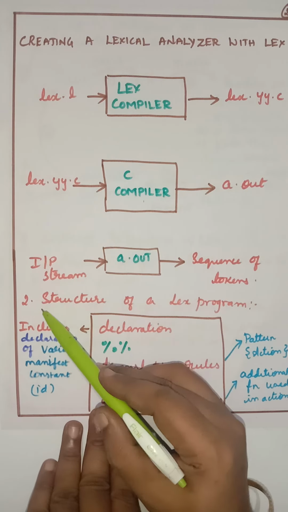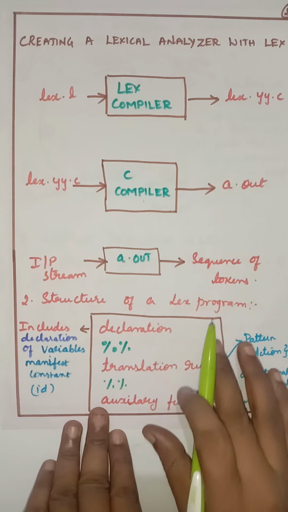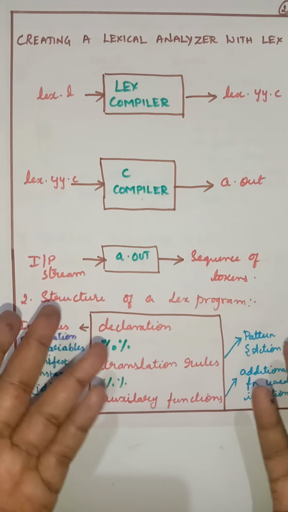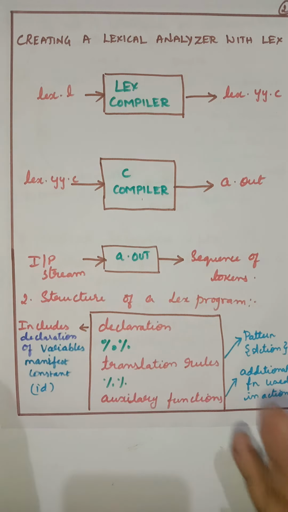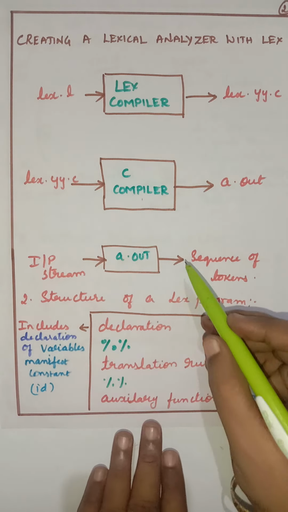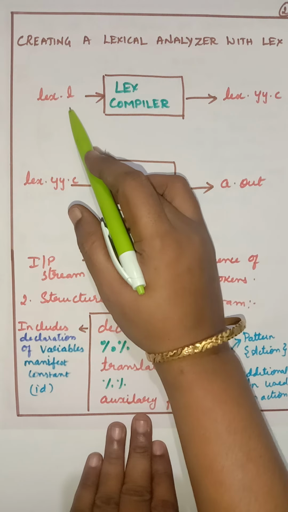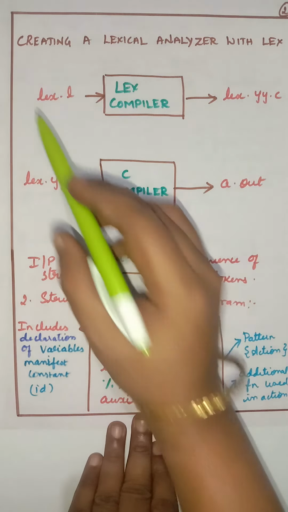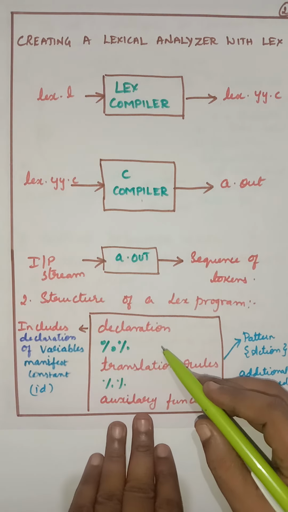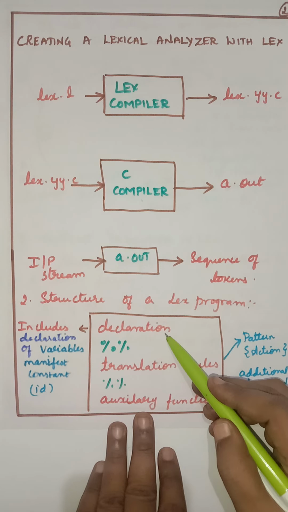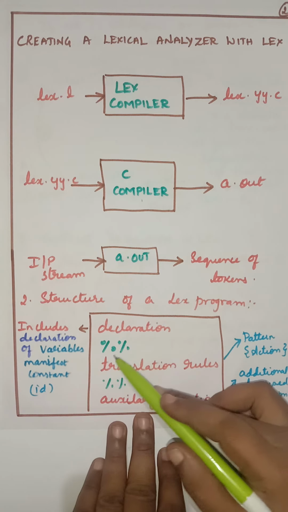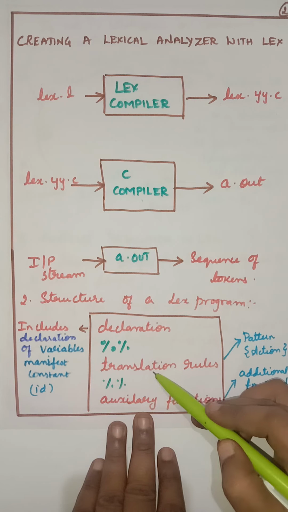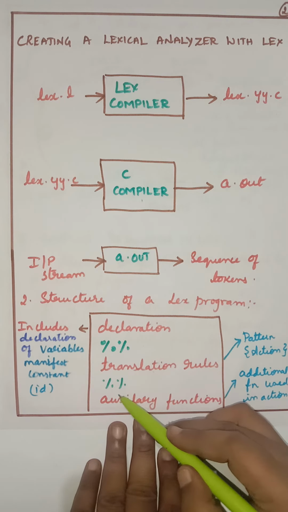And the second topic is the structure of a lex program. What is the structure of a program? Every program has its own structure, so you have to write the program in that order only. Like that, for the lex program, the .l extension file, how do we have to write that program? The structure of the lex program is: first it must have a declaration part, then the separator, then the translation rules, and again the separator.